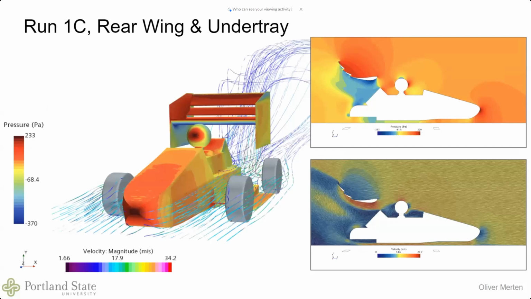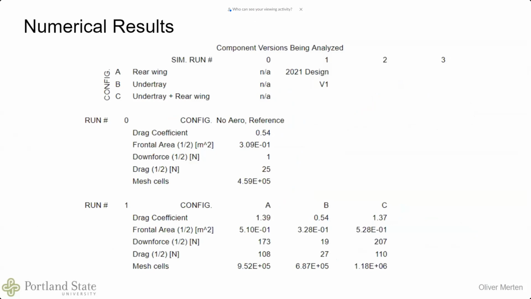So that was all the pretty pictures, and here are some numerical results from all of these simulations. The things that I was tracking were drag coefficient, frontal area, downforce production, drag, and then the mesh size.